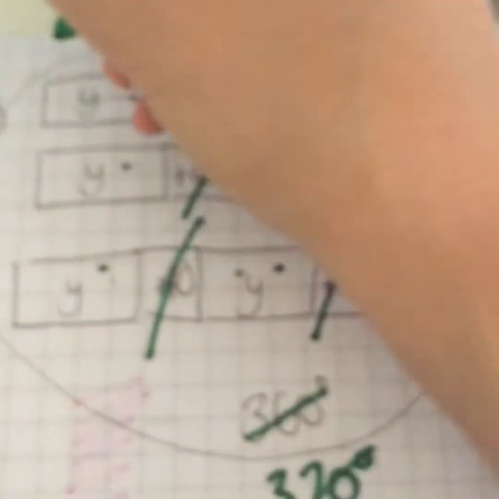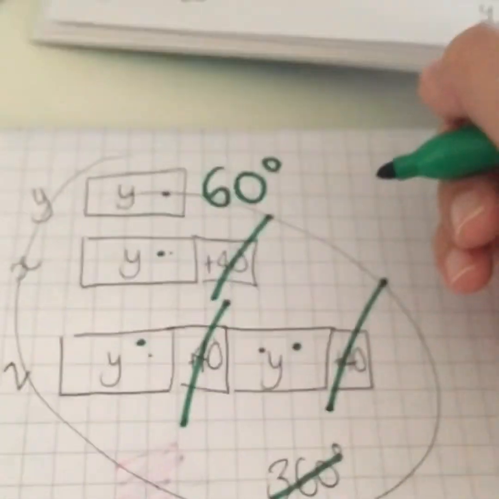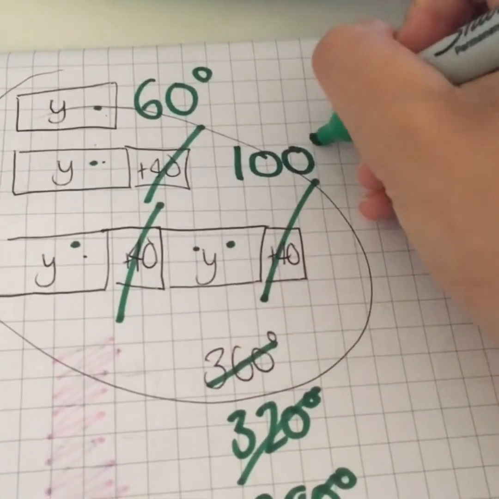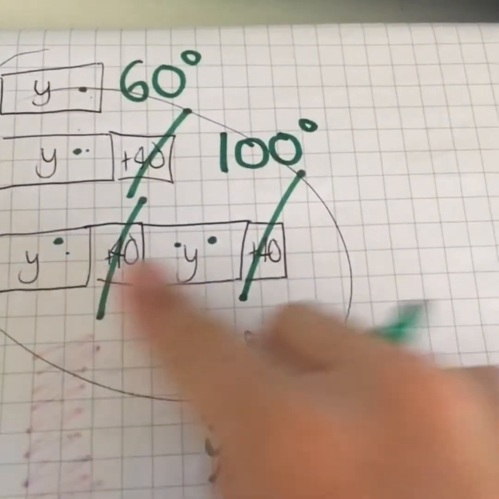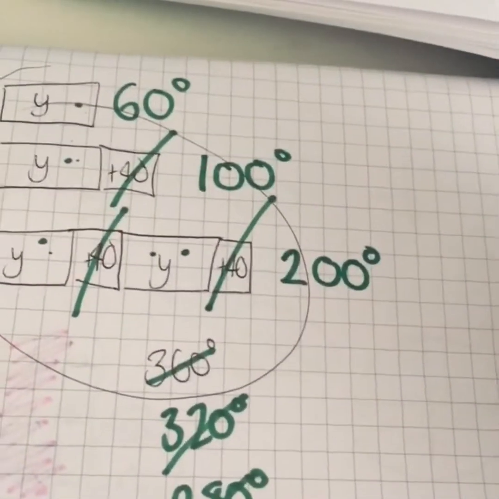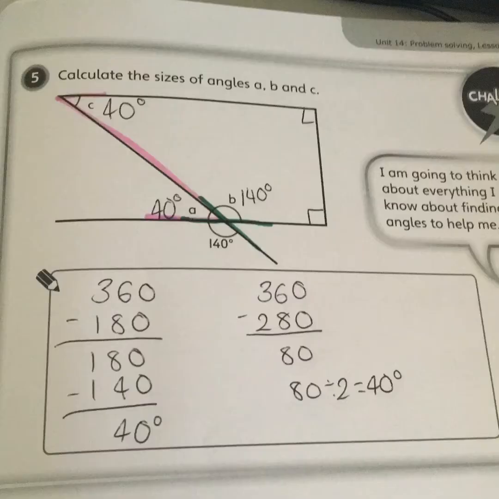So y itself then is 60 degrees. Angle x, oh sorry, got a bit blurry, is 60 degrees plus 40. So angle x is 100 degrees. And then z is twice as big as x. So z would be 200 degrees. Fantastic work if you got that right. That was really tricky. And if you've done the challenge, I think the challenge is actually easier than number 4.